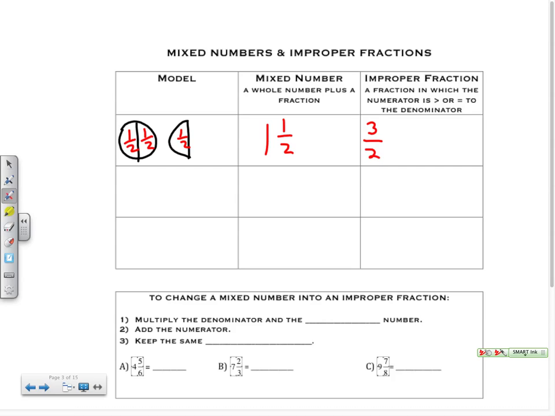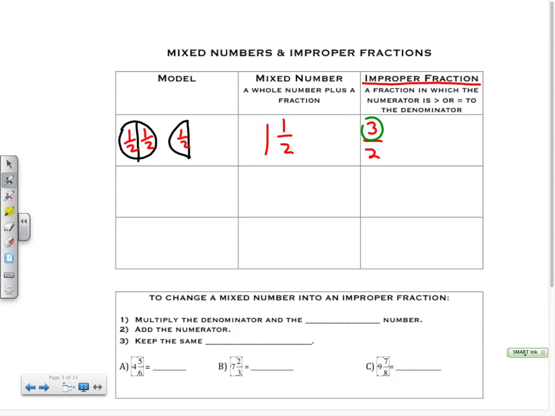What's an improper fraction? It's a fraction in which the numerator is greater than or equal to the denominator, and we can see that 3 is greater than 2, so this really means it's going to be not a fraction but a mixed number. Let's look at another example.